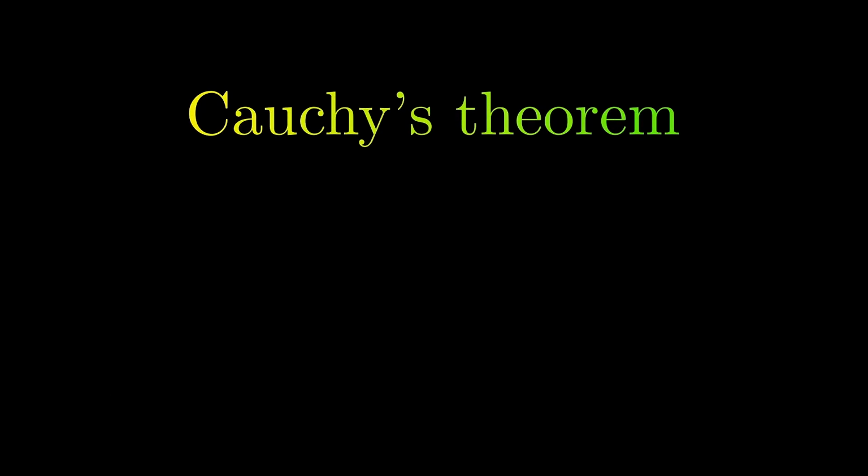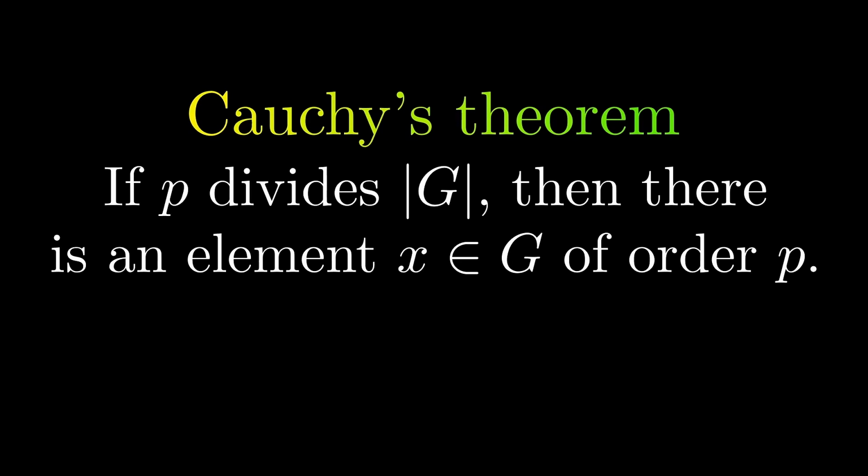Another result we could prove using this result is that if a prime p divides the order of a group, then there is some element in the group of order p, meaning that the order of the subgroup generated by this element is equal to p.